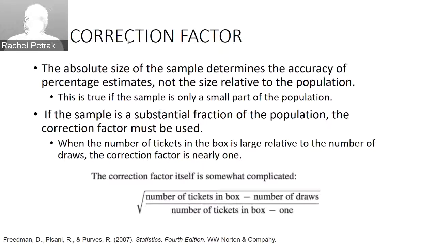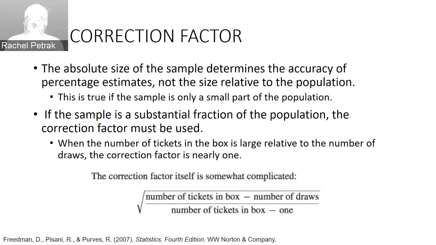The absolute size of the sample determines the accuracy of the percentage estimate, not just the size relative to the population. But that's true only when the sample is a small part of the population. And this is generally the case. So generally we have a small portion of the whole population, and the number of draws is just a tiny fraction of the number of tickets in the box, or the number of total people in the population.